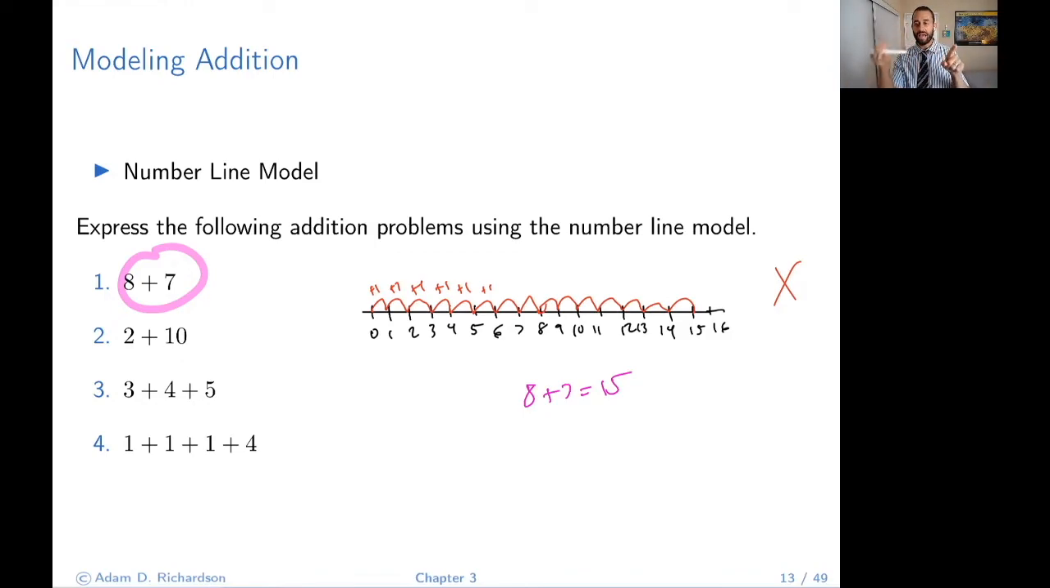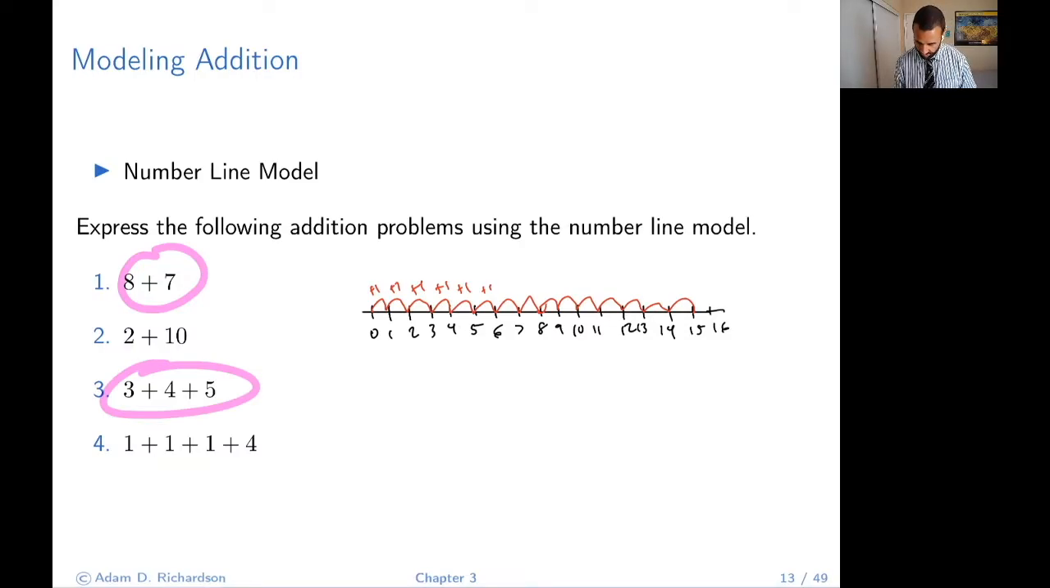We want them to be able to actually make those leaps. We don't want them to have to always count up, and we'll talk about that in just a minute too. We don't want them to always count up in that way. So that's the idea. And now let's take a look at this one down here, 3 plus 4 plus 5 instead.